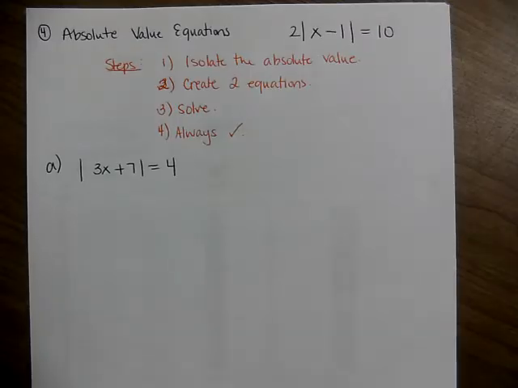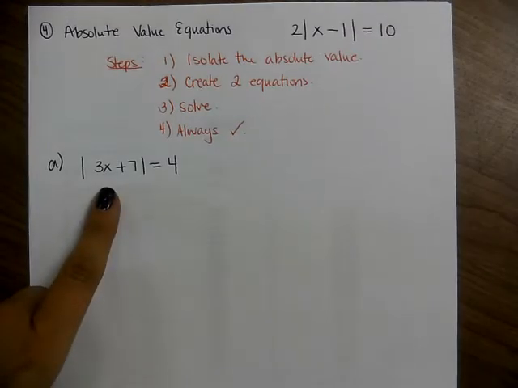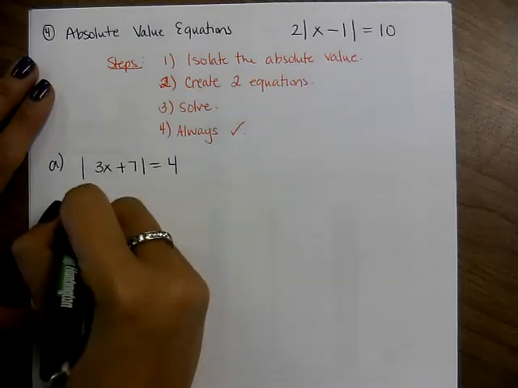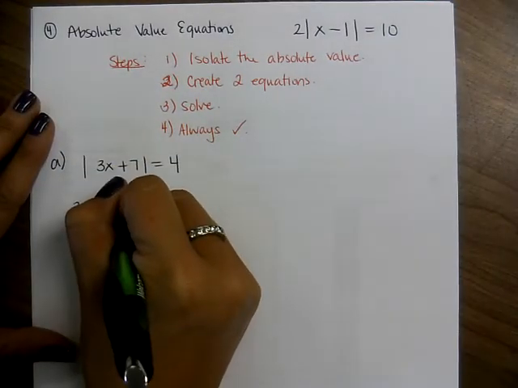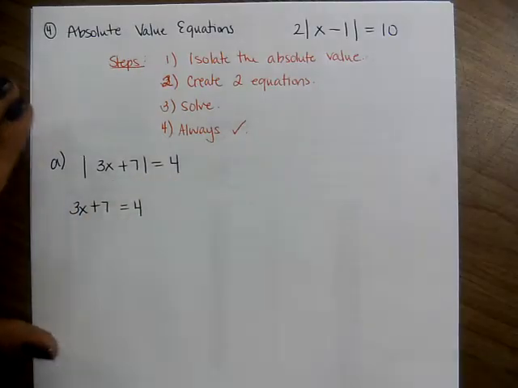So the first step is to isolate the absolute value. Well, it's all by itself, right? So we're good there. Step 1's done. Step 2 says that you have to create two equations. Now there's two ways to do this. Some people like to change the outside. Some people like to change the inside. It's up to you. So the first thing you do is you set up exactly what you have. So you just take the absolute value away and you end up with 3x plus 7 equals 4.